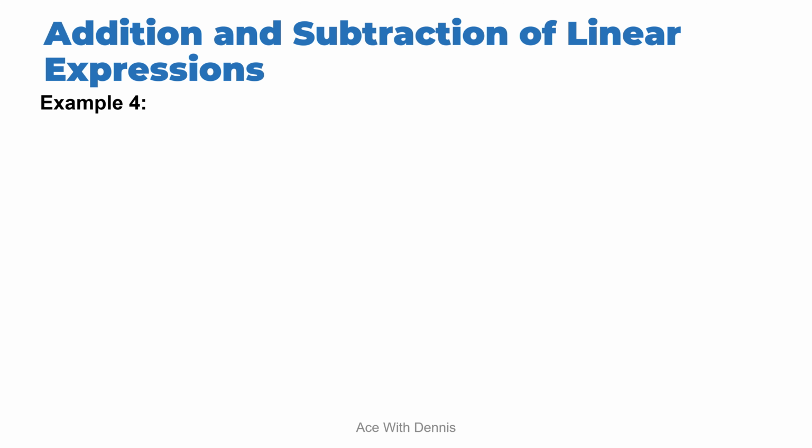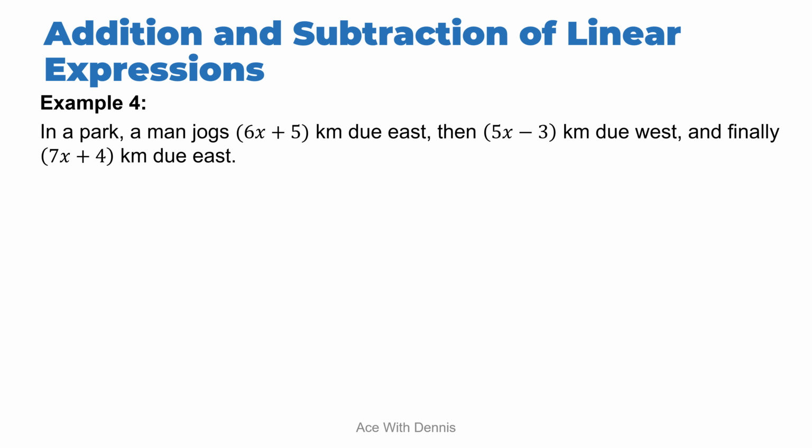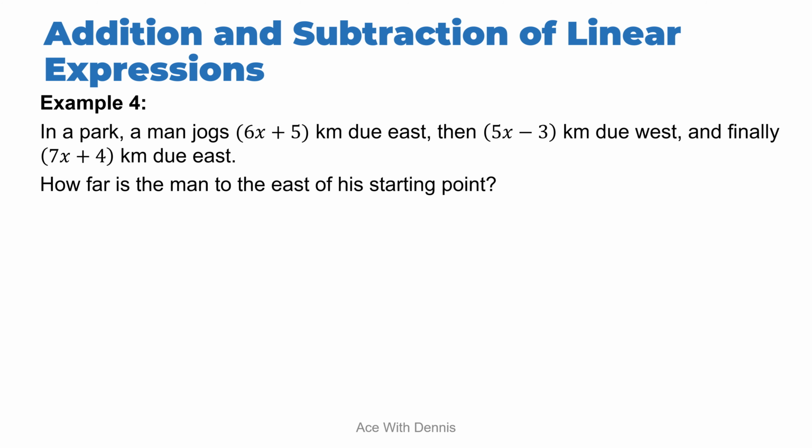Example 4 is a word problem. In a park, a man jogs 6x plus 5 km due east, then 5x minus 3 km due west, and finally 7x plus 4 km due east. How far is the man to the east of his starting point?